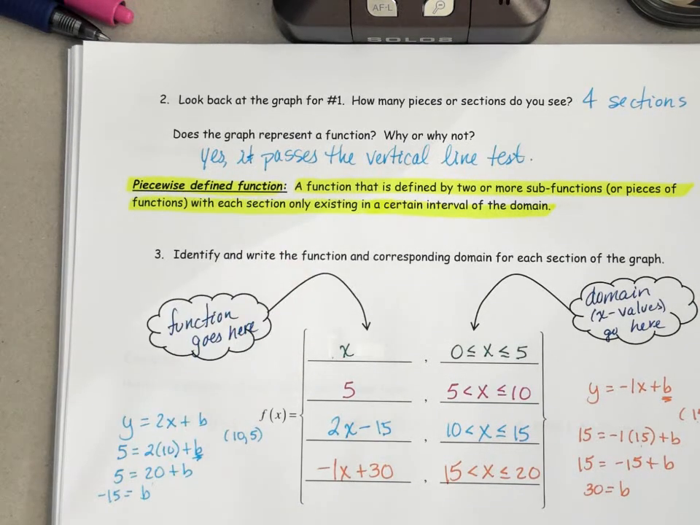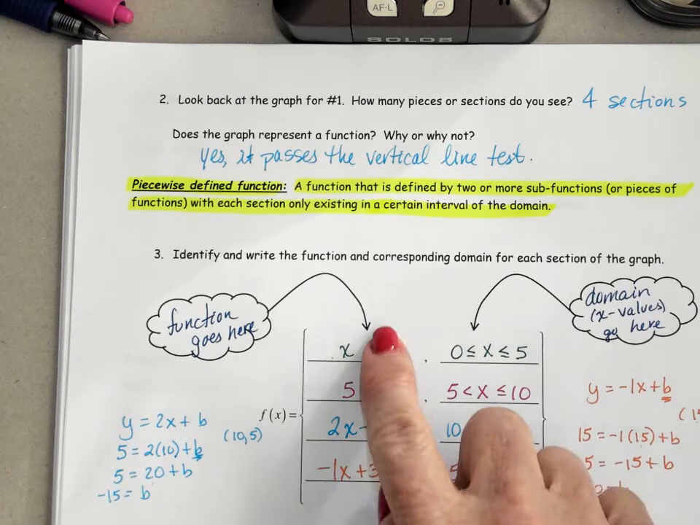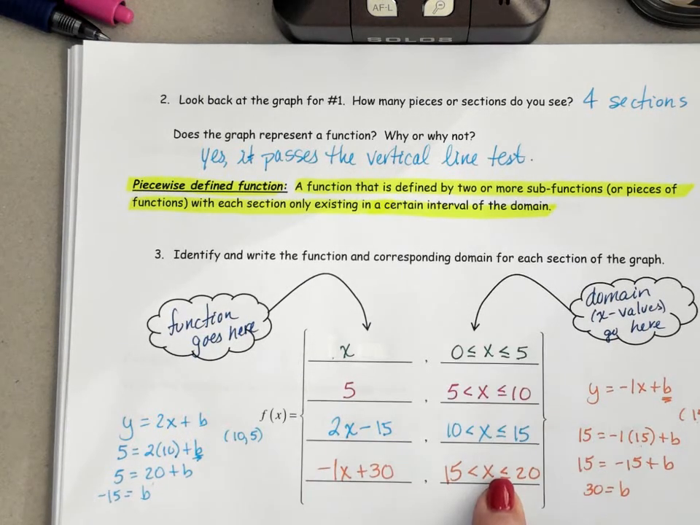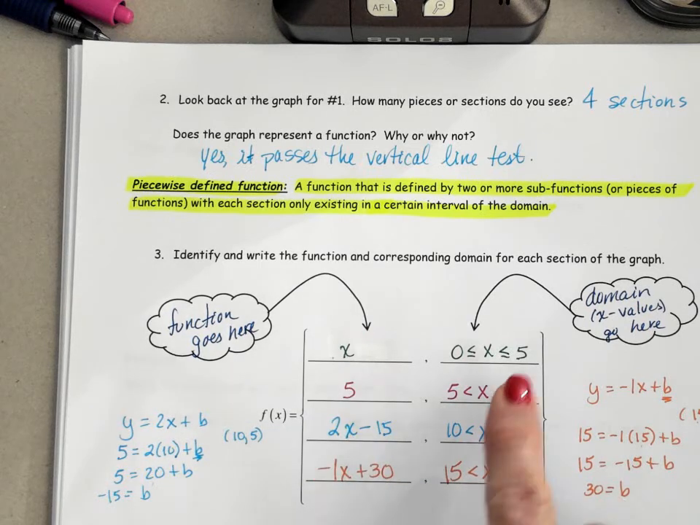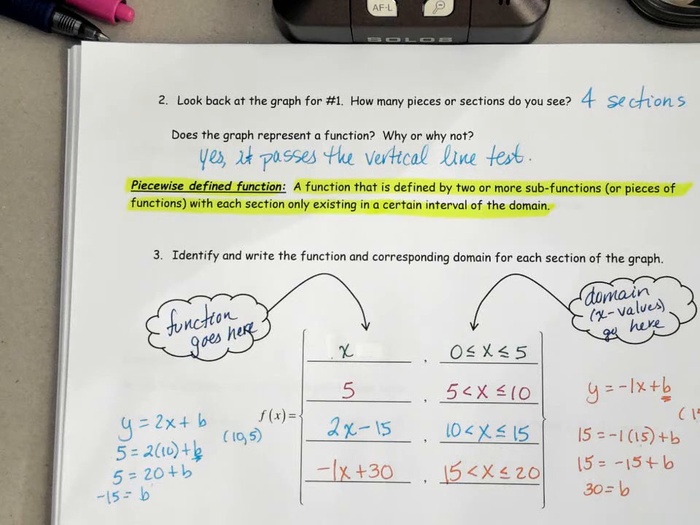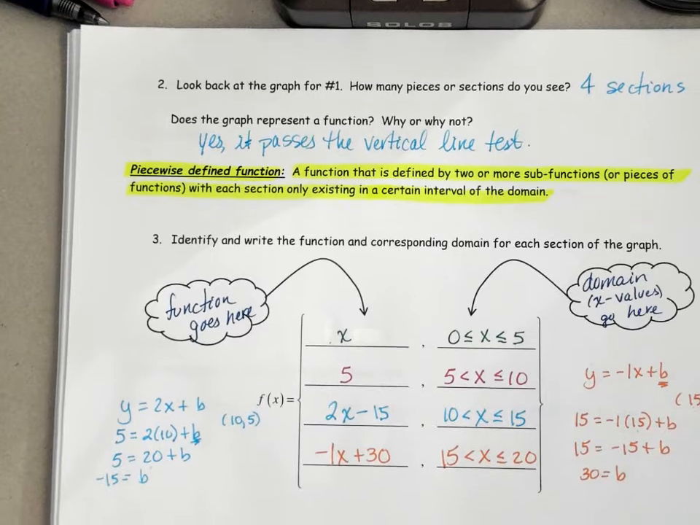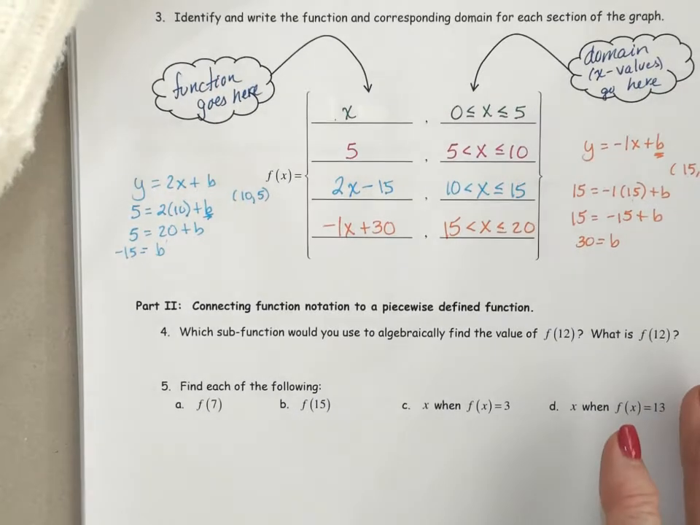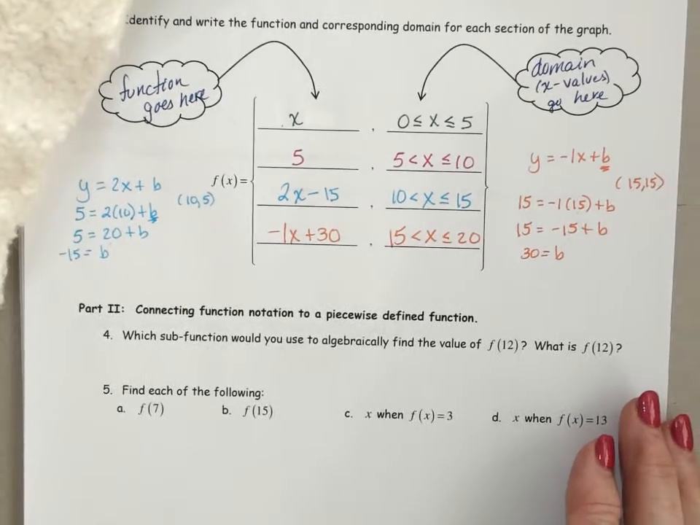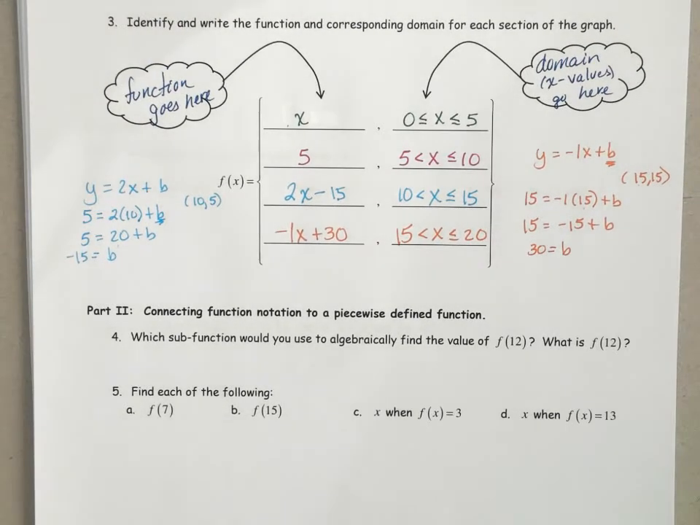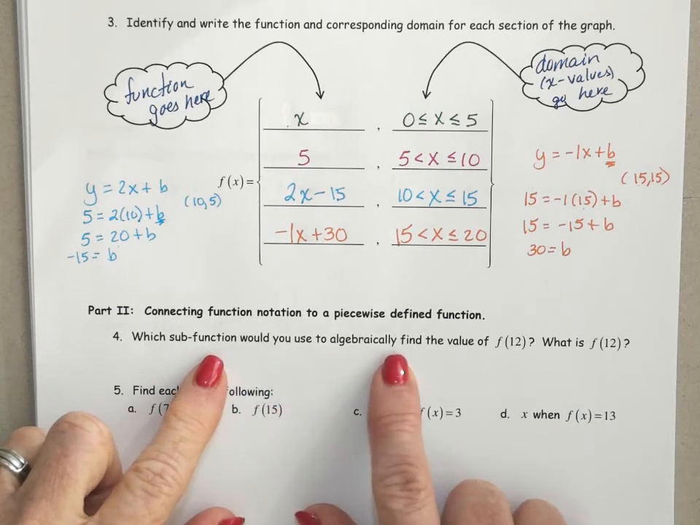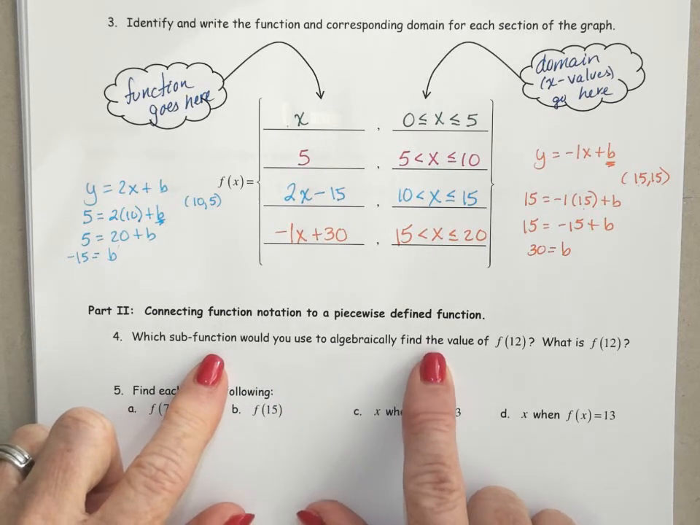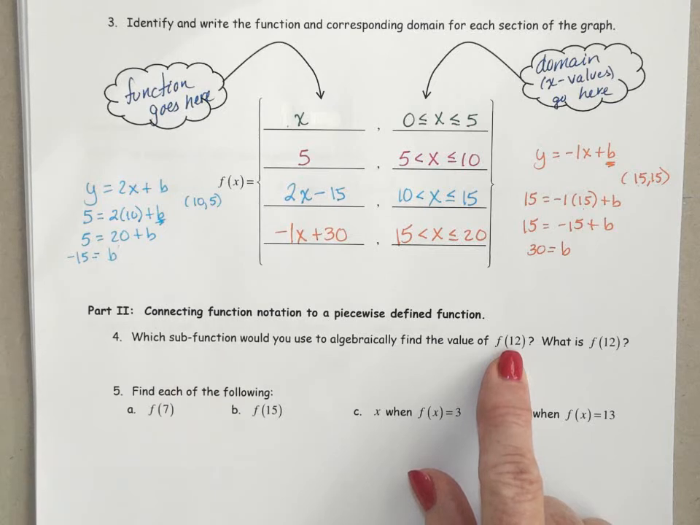And there is a piecewise defined function. So we have all of these individual pieces, functions, and the x values for which those pieces are valid. Okay, now let's look at some more problems here. Which subfunction, or which piece, would you use to algebraically find the value of f of 12?